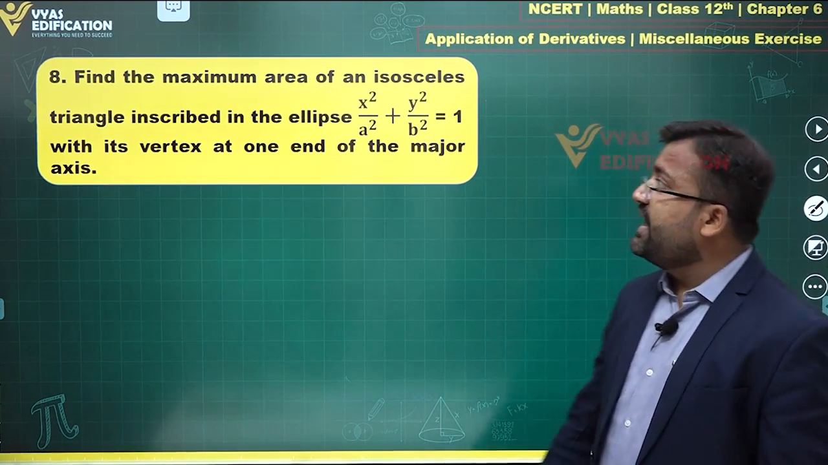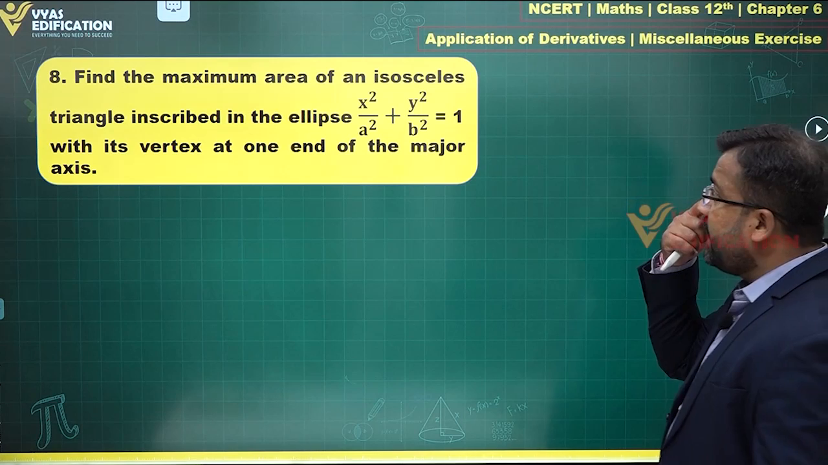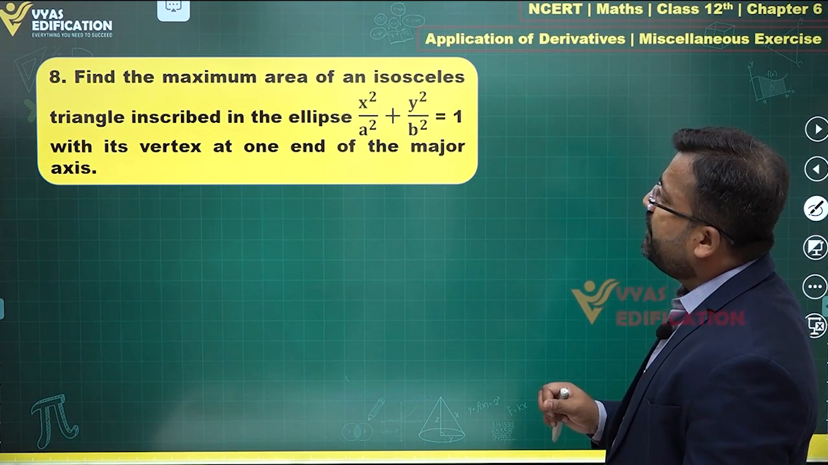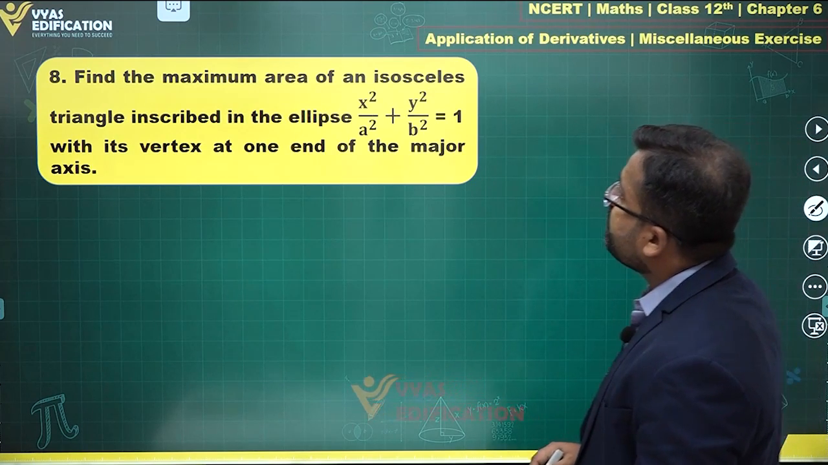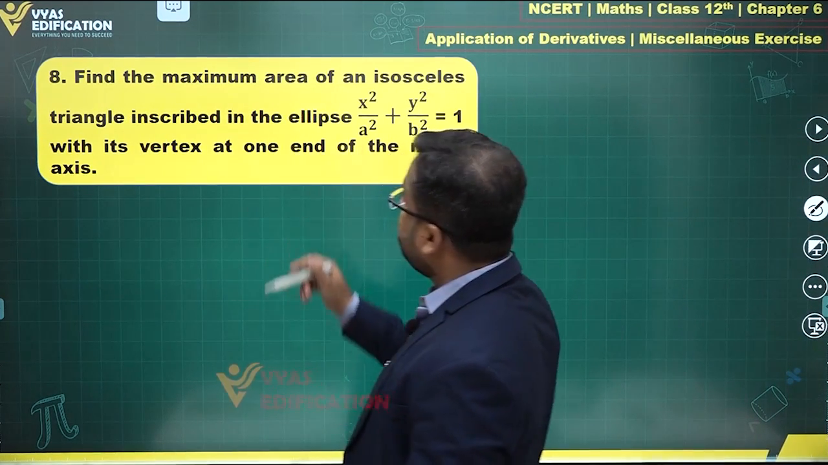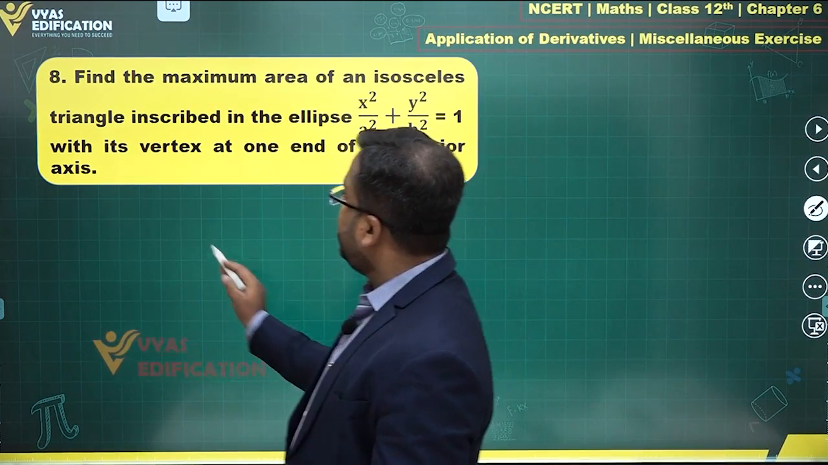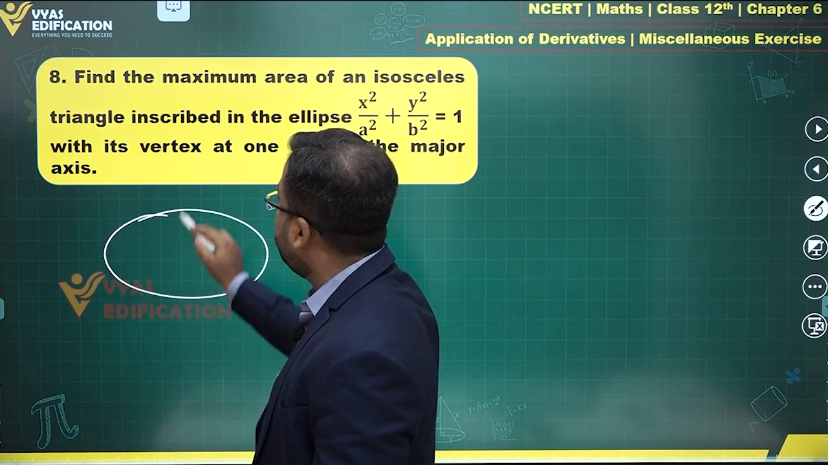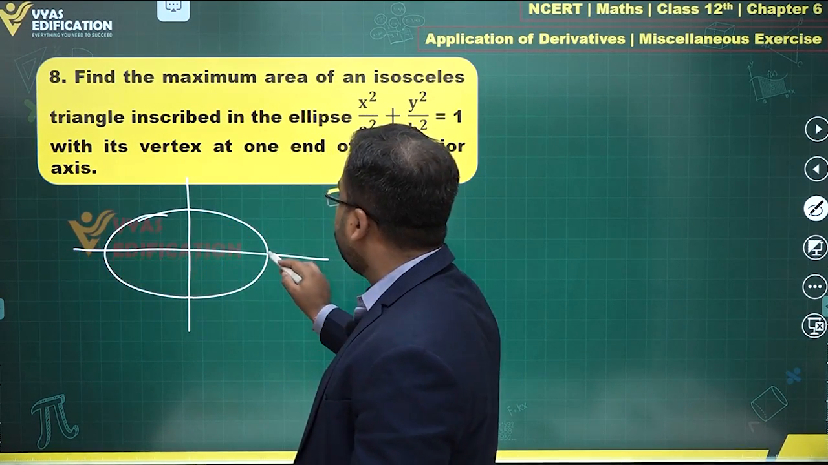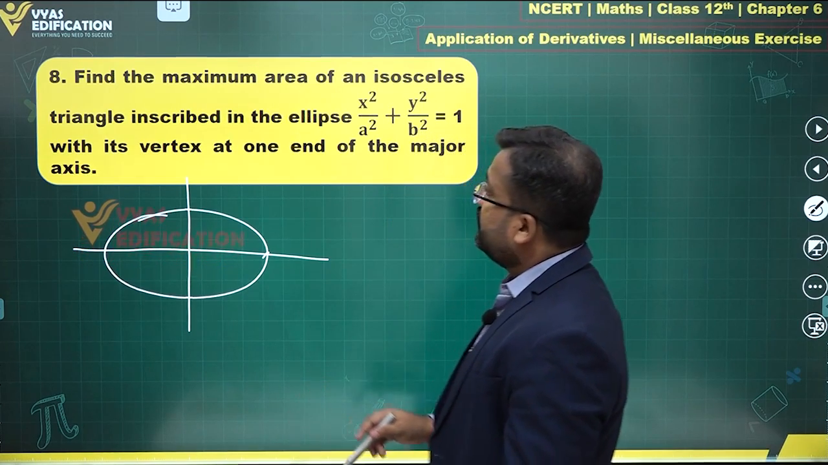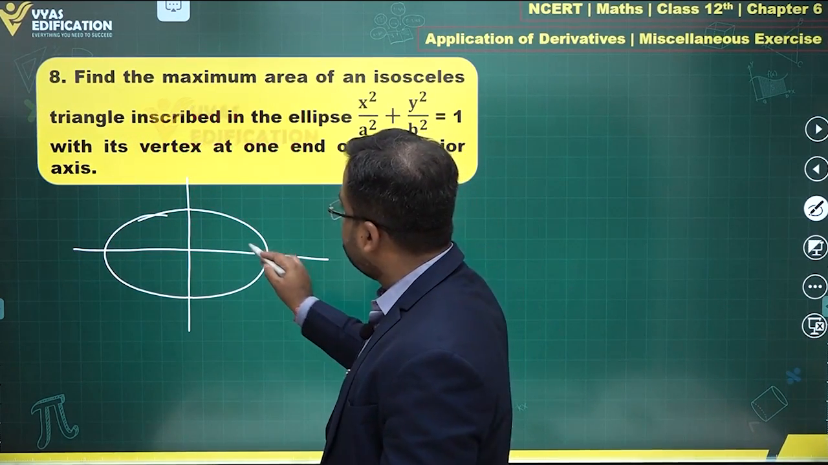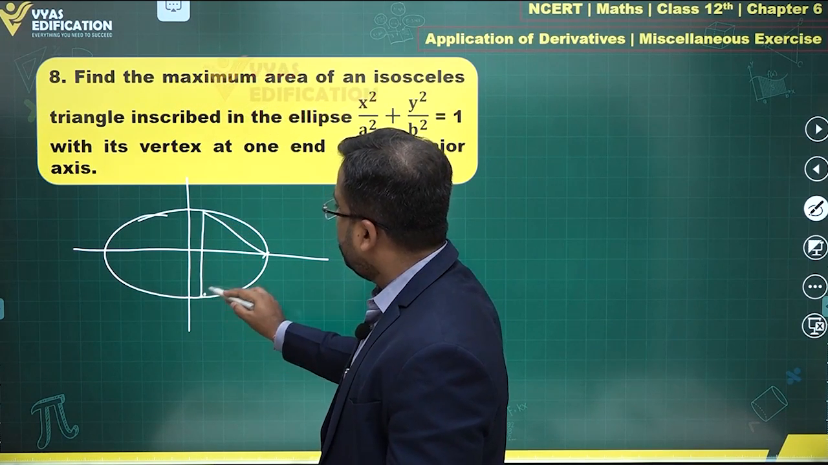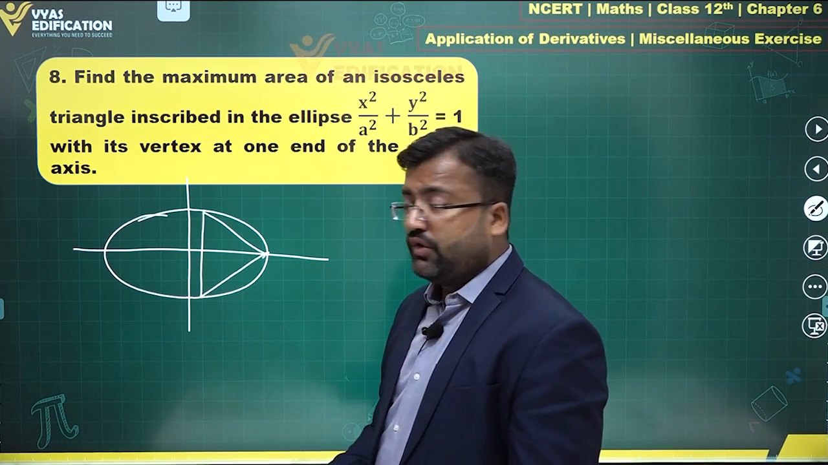The 8th question says, find the maximum area of an isosceles triangle inscribed in the ellipse this with its vertex at one end of the major axis. Okay, we are interested in the maximum area of an isosceles triangle inscribed in the ellipse this. This is the ellipse, and one end of the isosceles triangle is vertex at one end of the major axis. So this is the isosceles triangle. This is what it will look like, right?